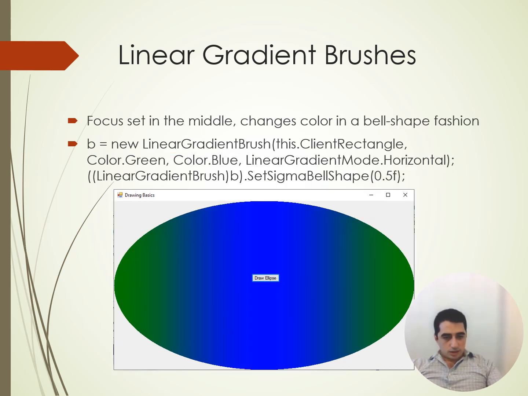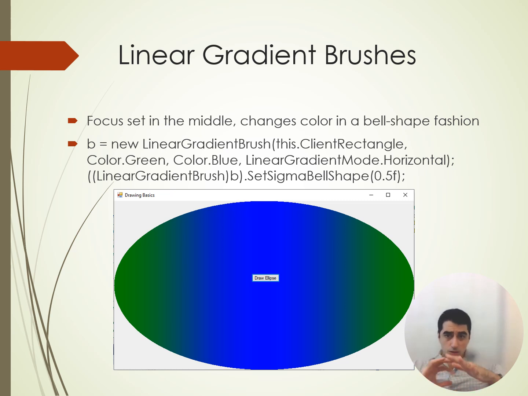If you want the color distribution to follow a normal distribution or a bell-shaped distribution, what you can do is call SetSigmaBellShape on the linear gradient brush with 0.5, and this will basically distribute the two colors, green and blue, using a bell shape function.